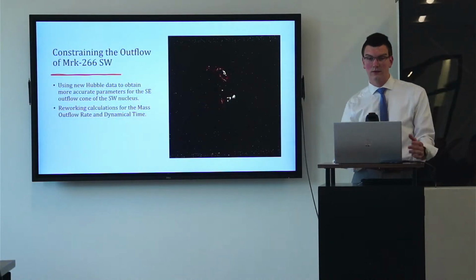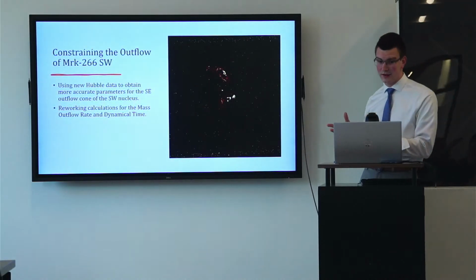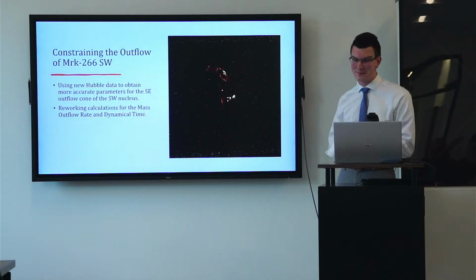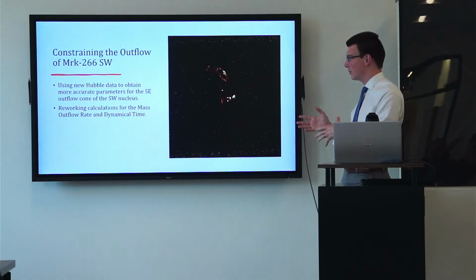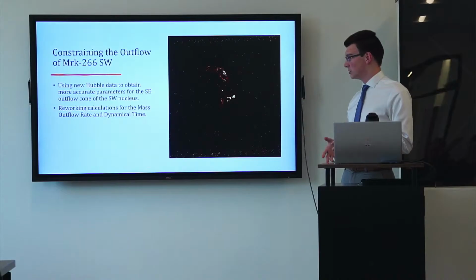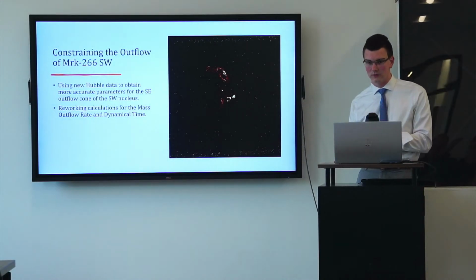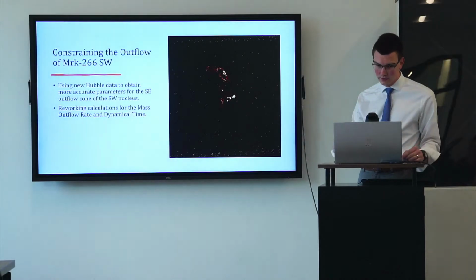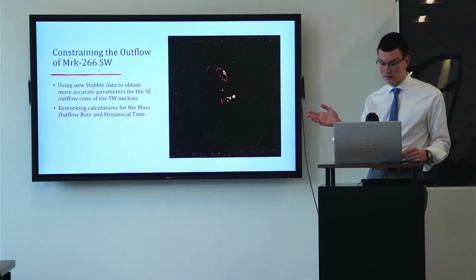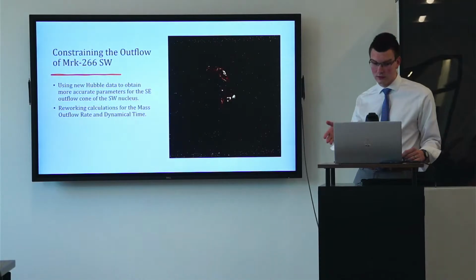Finally, what does it mean to constrain the outflow from Markarian 266 Southwest? This is the thrust of my project, which is using new Hubble data to obtain more accurate parameters for the southeast outflow cone of the southwest nucleus.